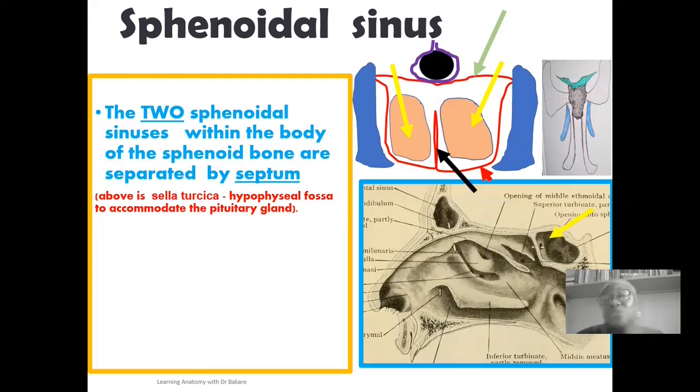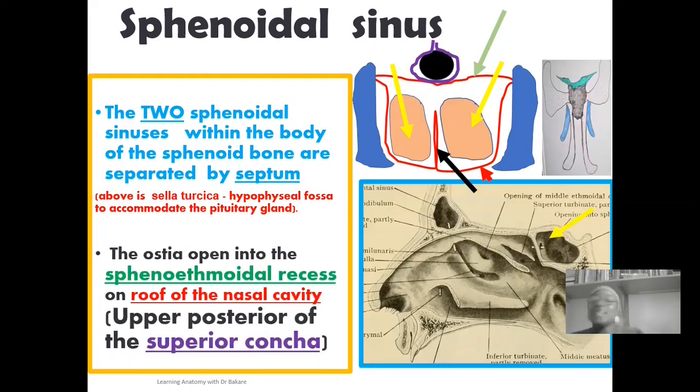It's good for us to also be able to establish this. Talking about the ostia, where the two sphenoidal sinuses will be drained into, we already said that the paranasal sinuses are seen to be collected into the nasal cavity and are seen to be drained into the lateral wall and also the roof of the nasal cavity.